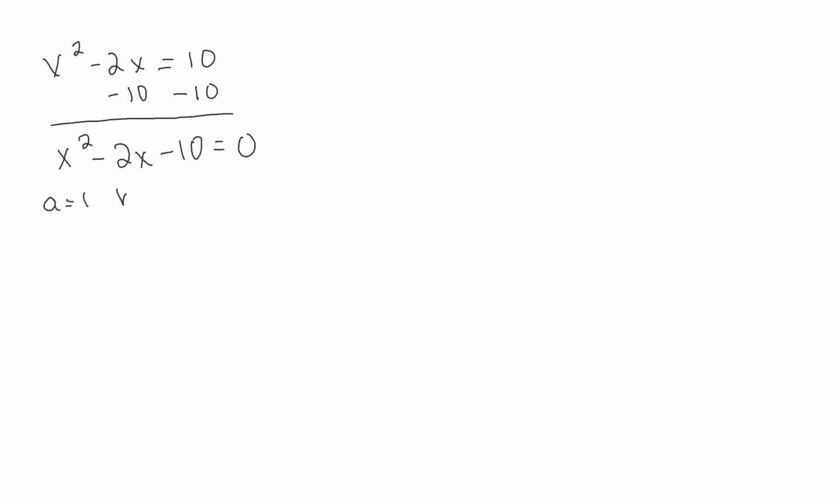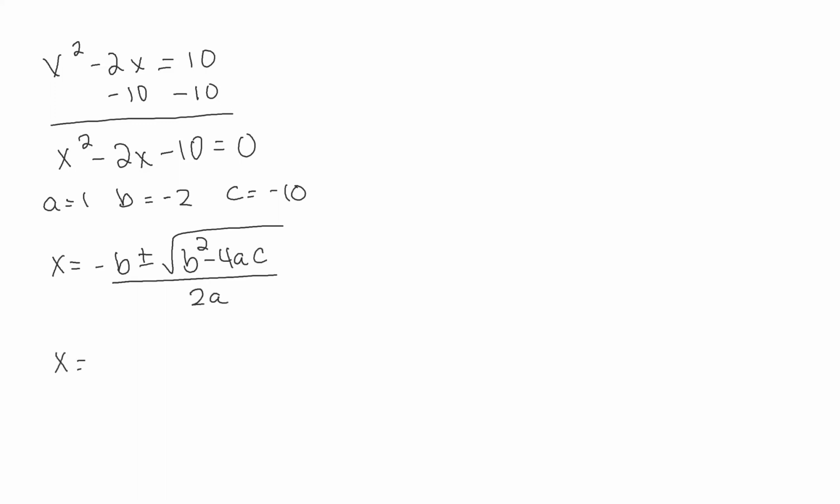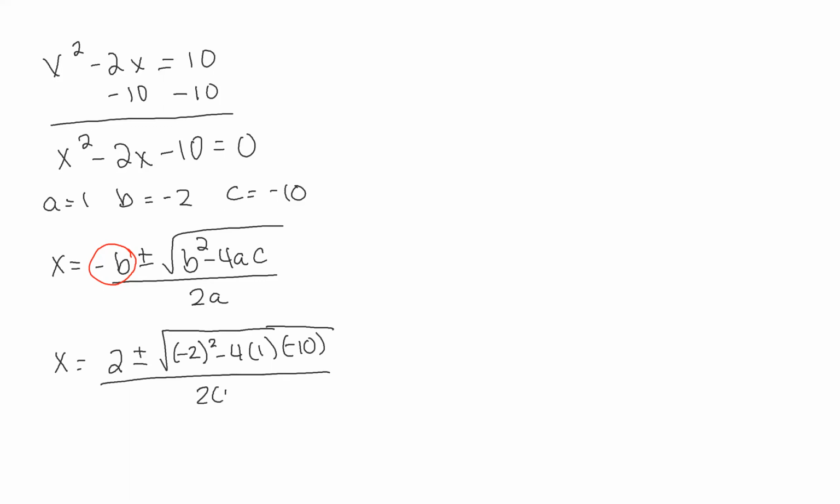So a is 1, b is negative 2, c is negative 10. And remember, x equals negative b plus or minus the square root of b squared minus 4ac, all over 2a. Now, in this case, b is negative 2. And this right here, what we're really asking for is the opposite of b. So if b is negative 2, what we would put is 2. Then c is negative 10. This whole thing is over 2 times a, which is 1.